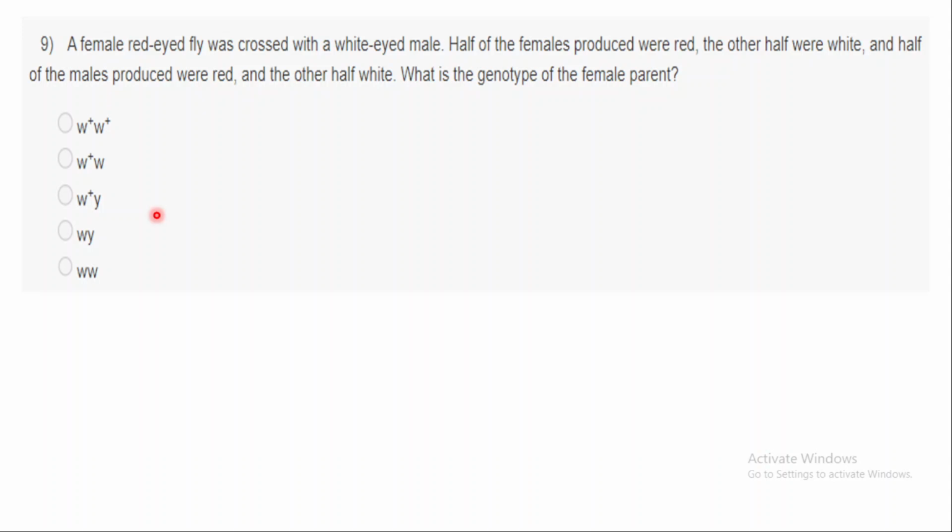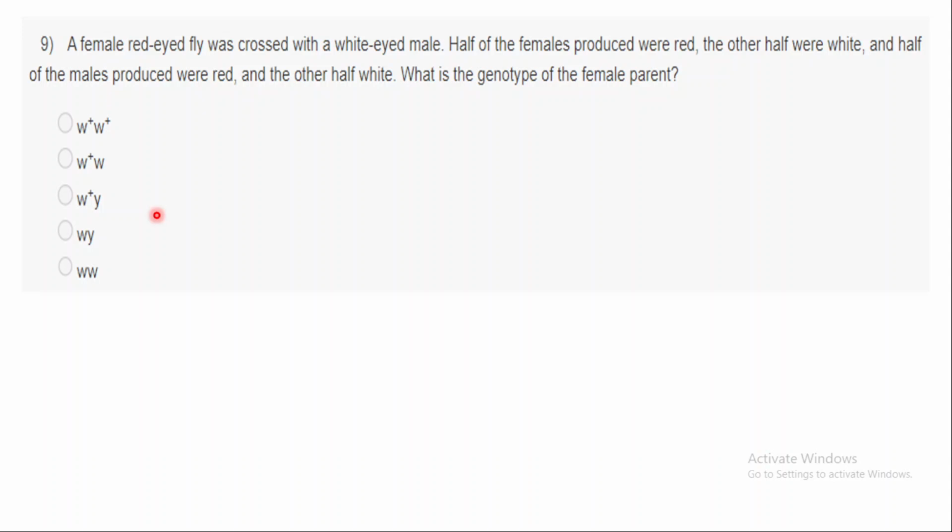Question number 9. This is a genetic cross-based question. A female red-eyed fly was crossed with a white-eyed male. So read the question carefully. What is the starting generation? I hope you can see my slides changing. A female red-eyed fly was crossed with a white-eyed male. So the female is red-eyed, the male is white-eyed.